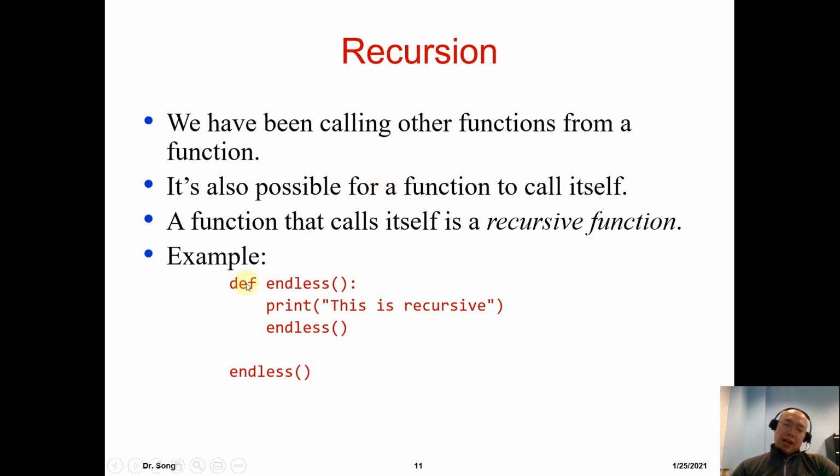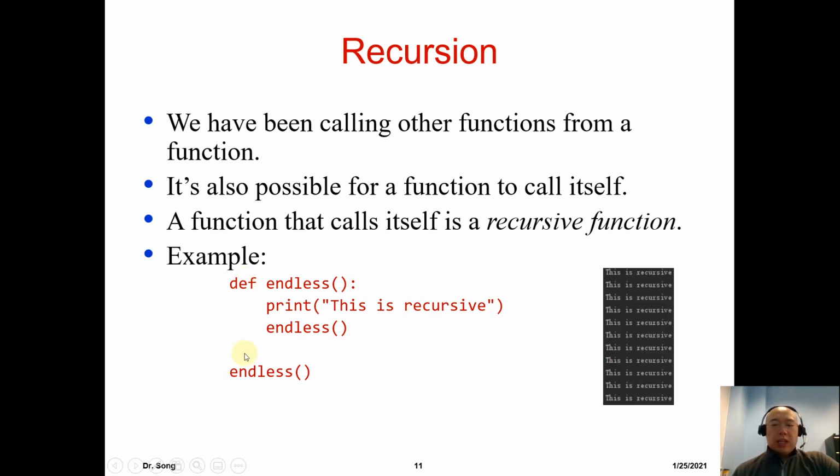If we have a function definition called andis, and inside we print "this is recursive", and then we make an andis function call, that means we are calling andis right inside the definition of itself. So what is going to happen? After we do this definition, how about we call it only once? If we call that, this is what we will see.